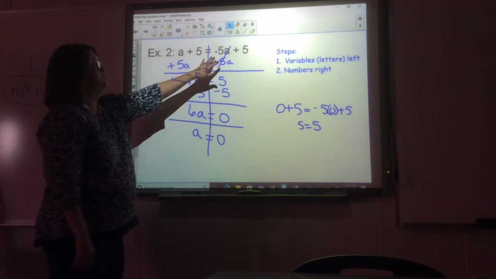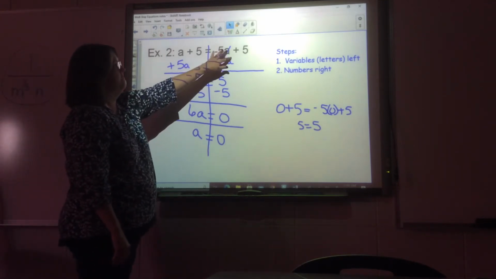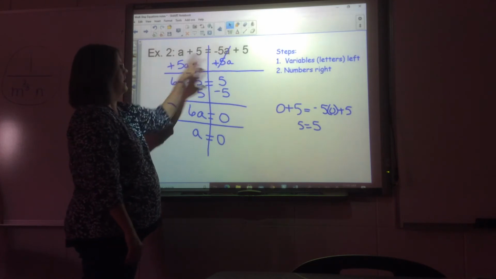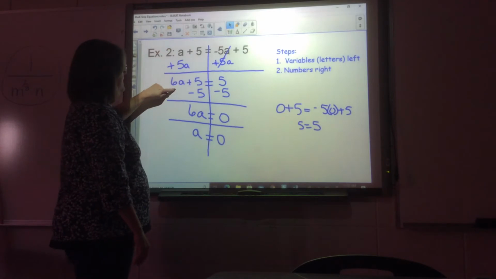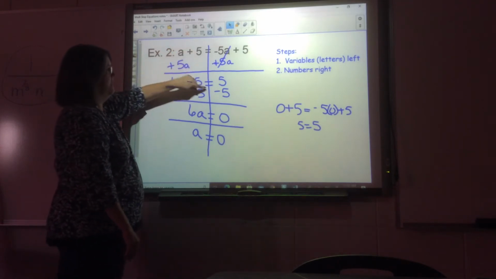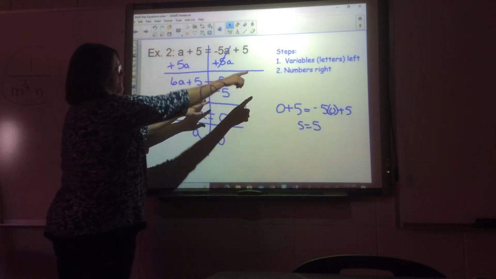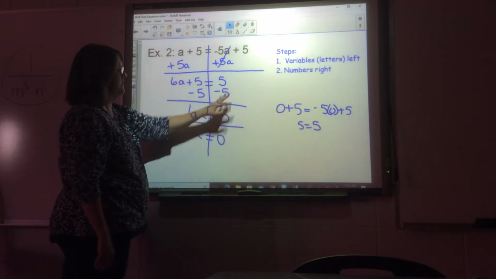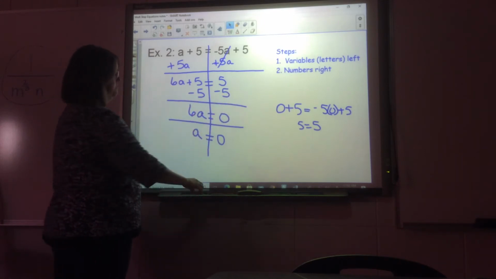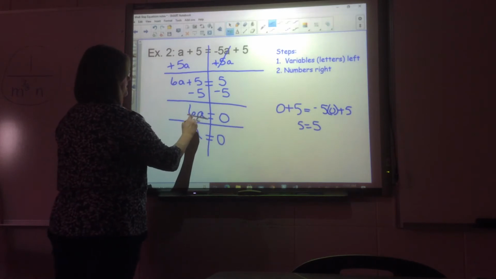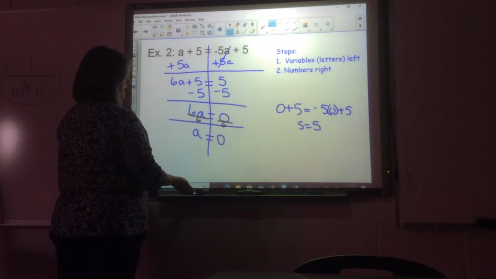All right, so I'm going to move this variable, negative 5a, over here. And since it's negative, I add it to move it. A plus 5a is 6a, plus 5 equals 5. Now I'm going to move my number to the right. So minus 5, we'll get 0 again. And then divide by 6 on both sides. And a is 0.